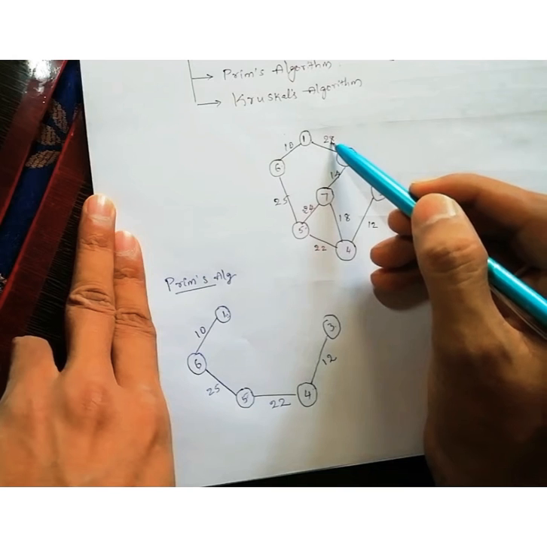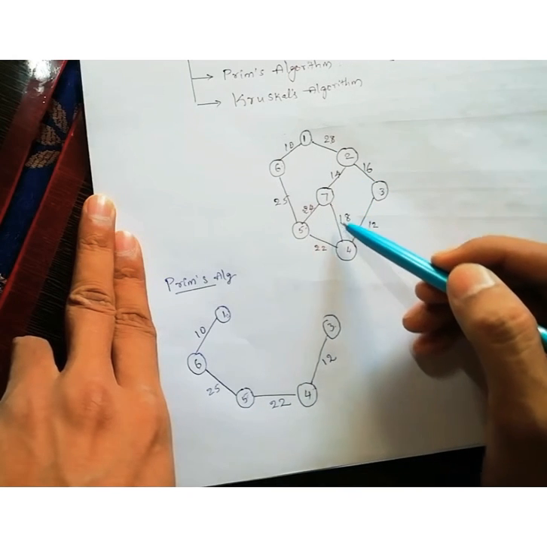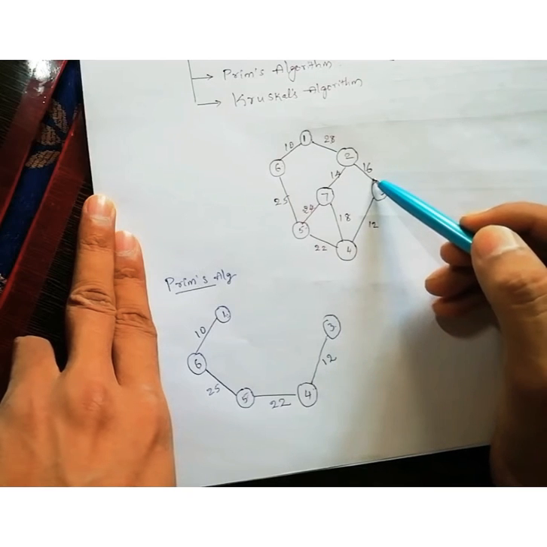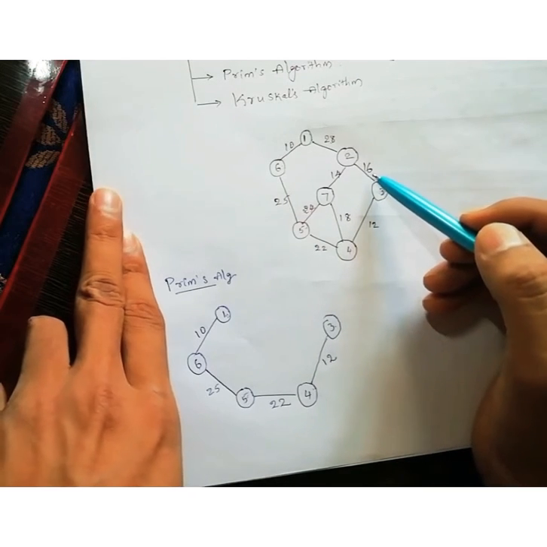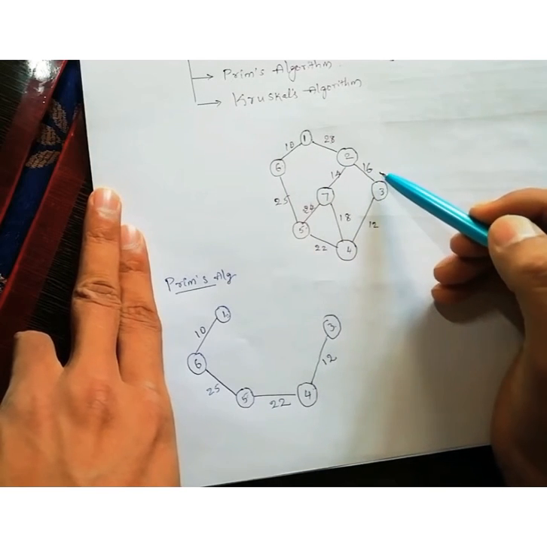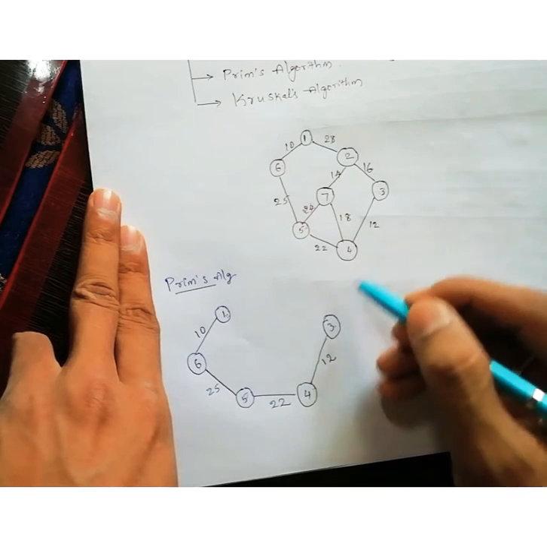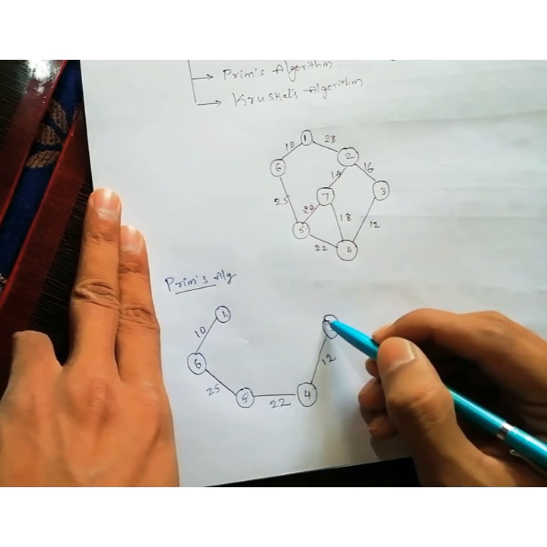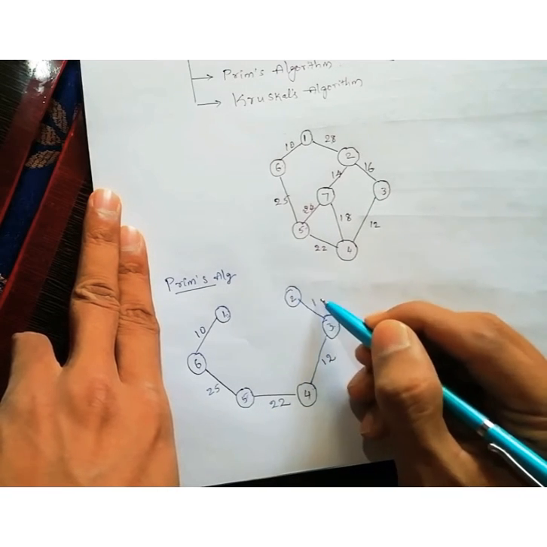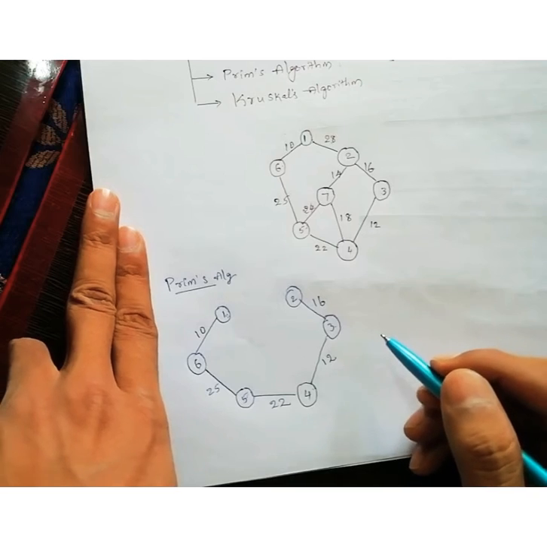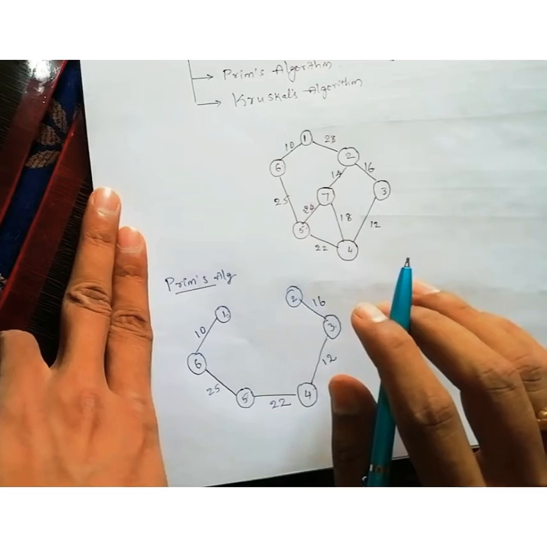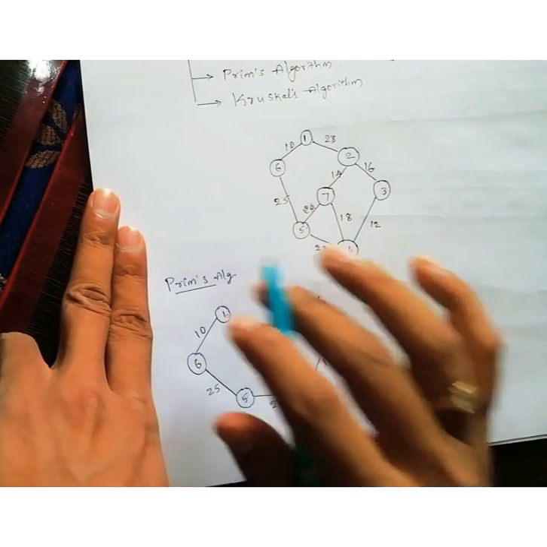So the outgoing edges are 28, 24, 18. So this one is already over, right? So next 16. So out of these 28, 24, 18, 16, which one is the least? 16. So now I will consider the edge with the cost 16. That is from 3 to 2, 16. So now again, next step, I mean repeating the second step until we get the minimum cost spanning tree. That's it. This is the Prim's algorithm.